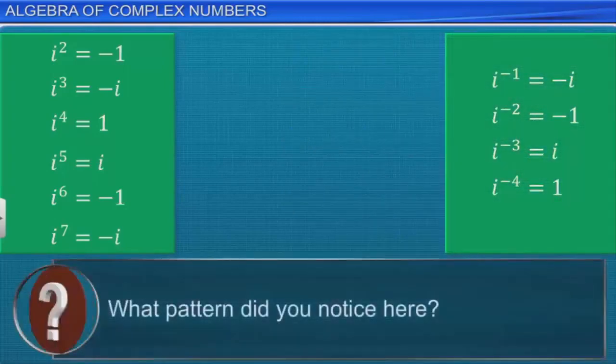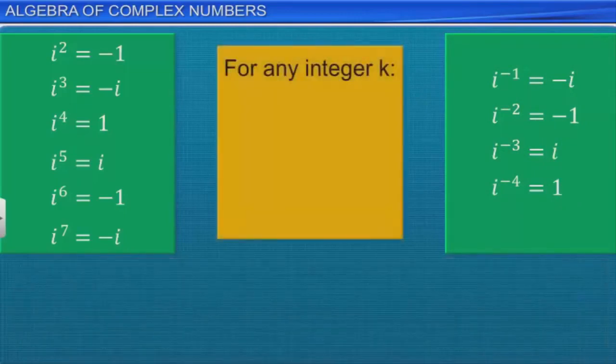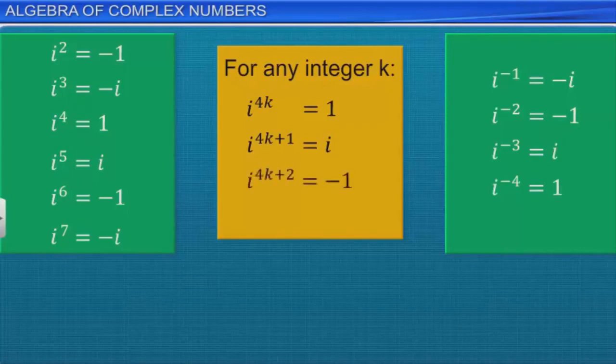What pattern did you notice here? For any integer k, i raised to the power 4k is equal to 1. i raised to the power 4k plus 1 is equal to i. i raised to the power 4k plus 2 is equal to minus 1. i raised to the power 4k plus 3 is equal to minus i. These results are more useful while simplifying expressions involving complex numbers.